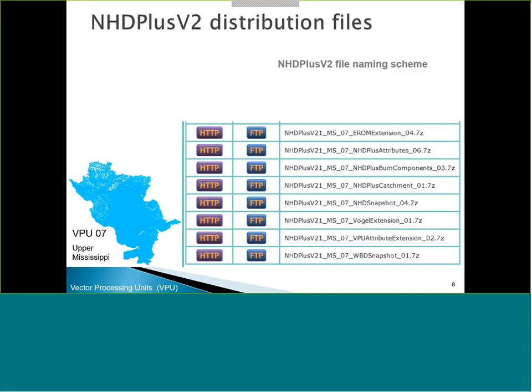You can use the distribution file name to determine how the files are organized and distributed at this VPU level. You can determine this by going through the file names and parsing out the meaning of the 4 components of the VPU file names. The first part tells you which version of NHD Plus you're looking at. In this case, version 2.1. The second component of the key shows the major drainage area that you're part of. In this case, MS for the Mississippi drainage. The third element is the VPU ID, or hydro region. In this case, hydro region 7, or VPU 7, which is the Upper Mississippi.